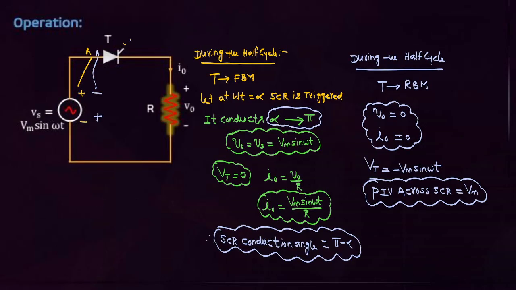Positive half cycle, thyristor will conduct from alpha to pi. Then thyristor conduction angle is pi minus alpha. Negative half cycle, thyristor is in reverse blocking mode. Output voltage is 0. Output current is also 0. Then what is the peak inverse voltage across the SCR? Vm. These points mainly you have to concentrate on. Very important. Single phase half wave control rectifier.